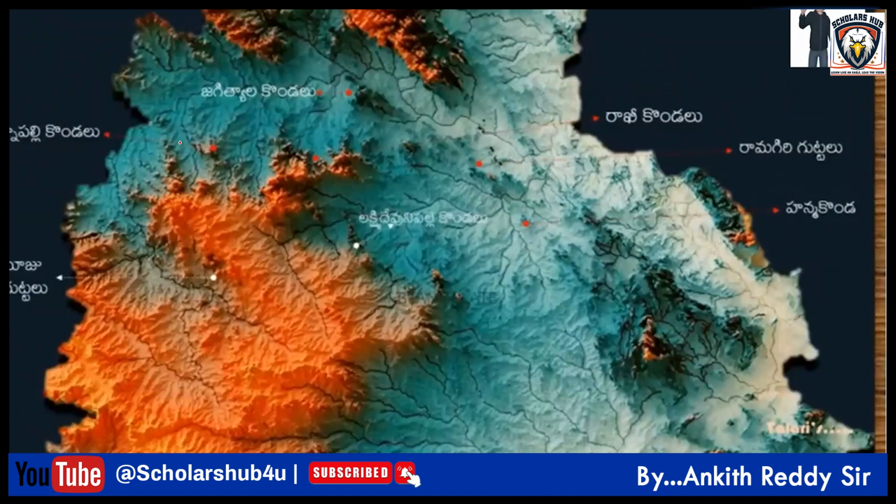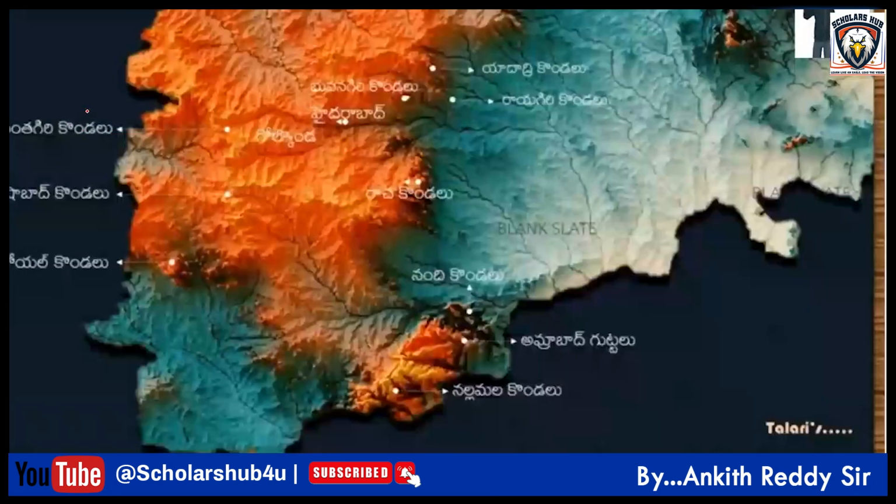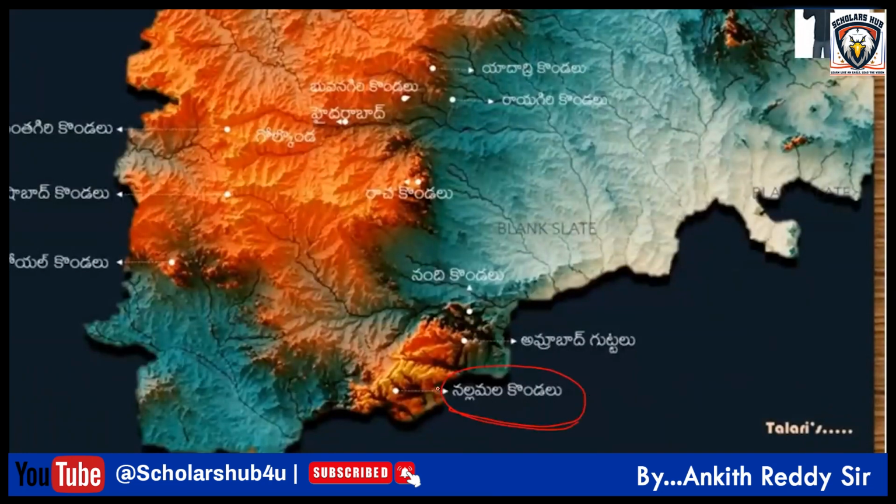Okay, right. I'm only discussing the hills which are important and in the news. Then the Sirnapalli Hills, Sirnapalli Kundal or Sirnapalli Hills, are in Nizamabad district. And here there is a group called Kayati Lambadas. These Kayati Lambadas are asking the government to include them in the Scheduled Tribes. So Sirnapalli Hills are famous for that. Right. So you already know the Nallamala Hills. Nallamala Hills are part of the Eastern Ghats.